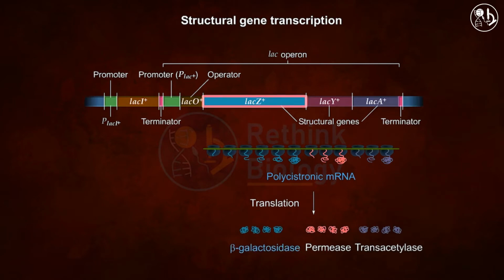Lactose is broken down into glucose and galactose by beta-galactosidase, which is encoded by Lac Z gene. Lactose permease, encoded by Lac Y gene, transfers lactose into cells. Lac A gene codes for transacetylase, a protein whose function is unknown.